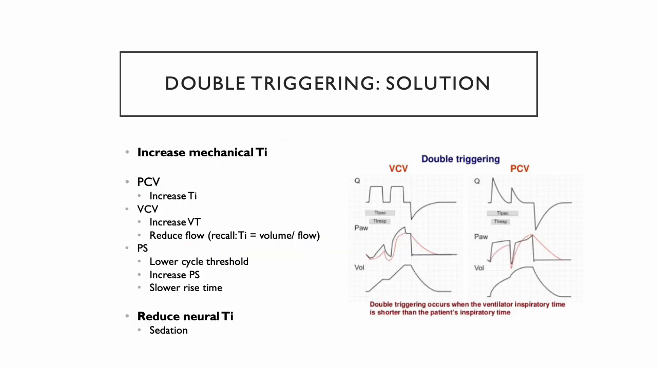Strategies to deal with double triggering will either involve increasing the machine's inspiratory time or reducing the neural inspiratory time of the patient. So how we increase the machine's inspiratory time depends on what mode you're in. If you're in PCV, you will increase TI. If you're in VCV, you will increase the tidal volume or reduce the flow because inspiratory time equals volume over flow. In pressure support, you will consider lowering the cycle threshold so that the patient has a longer breath. You may increase the pressure support or choose a lower, slower rise time. To reduce the patient's own neural inspiratory time, you can choose to sedate the patient more deeply.